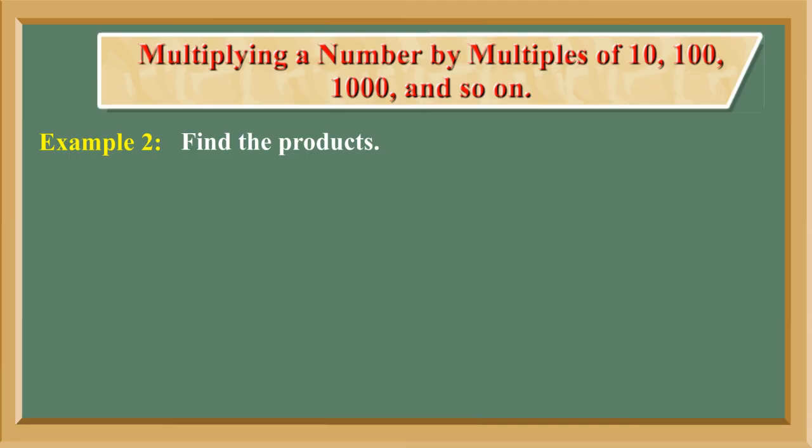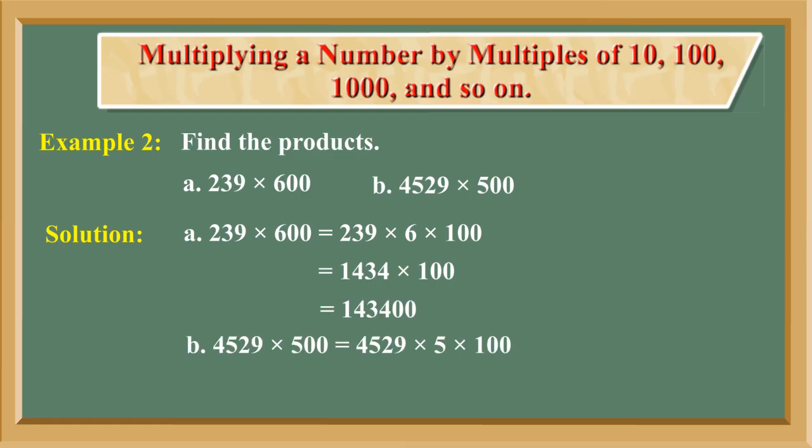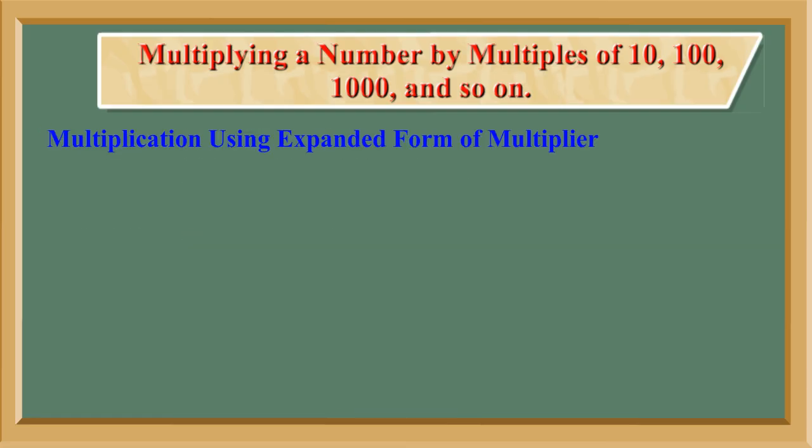Example 2. Find the products. A. 239 multiply 600. B. 4529 multiply 500. Solution: A. 239 multiply 600 is equal to 239 multiply 6 multiply 100 is equal to 1434 multiply 100 is equal to 1,43,400. B. 4529 multiply 500 is equal to 4529 multiply 5 multiply 100 is equal to 22645 multiply 100 is equal to 22,64,500.